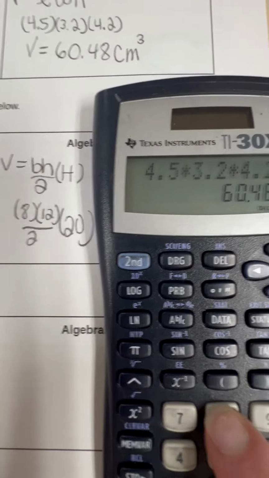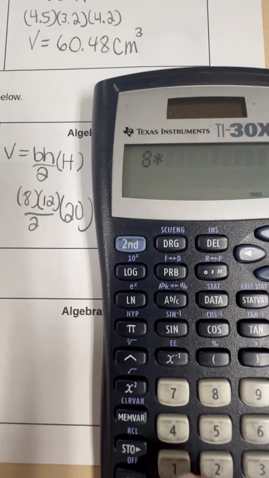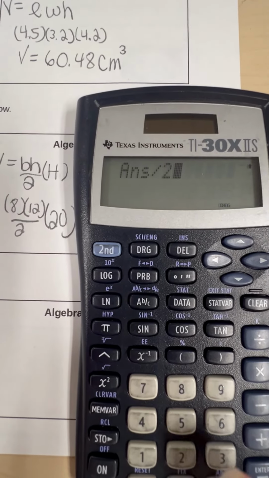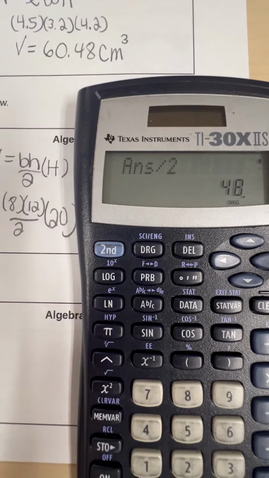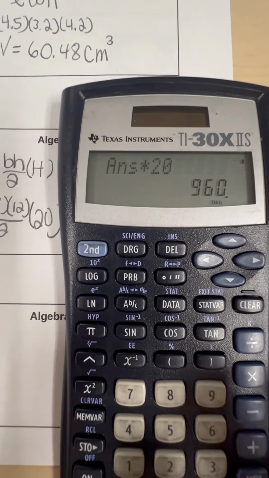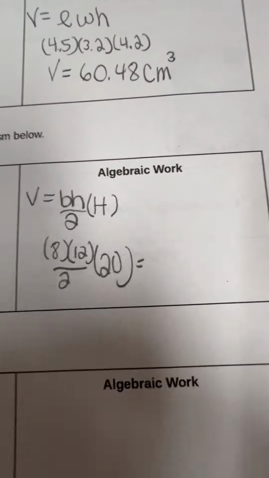So we are going to do 8 times 12. Get that answer. We're going to divide that by 2. We get 48. And then we're going to multiply it times the height of that prism, and we're going to get a total of 960.